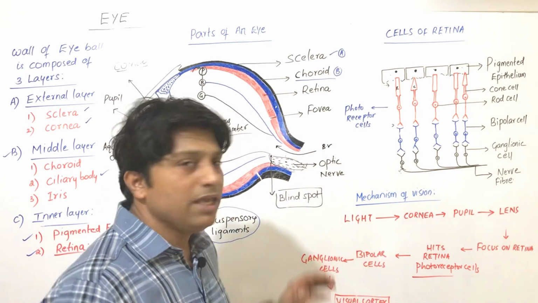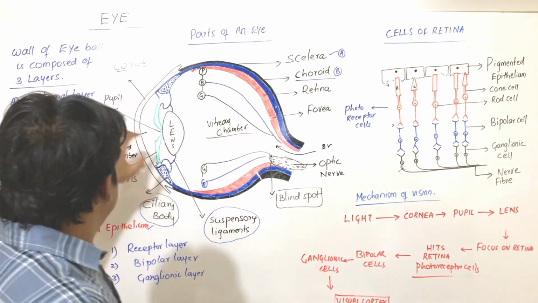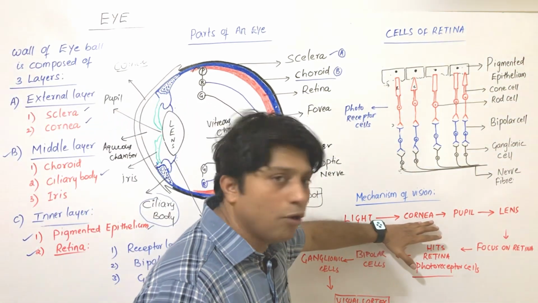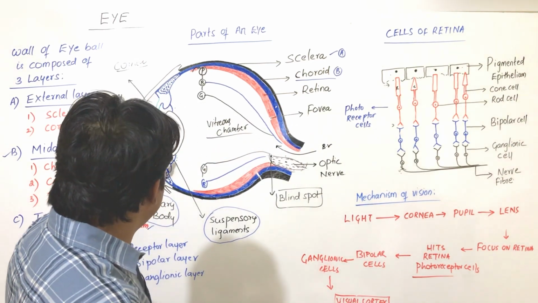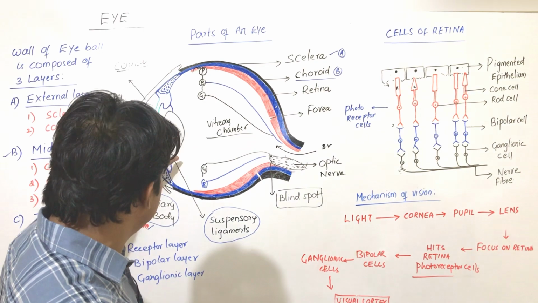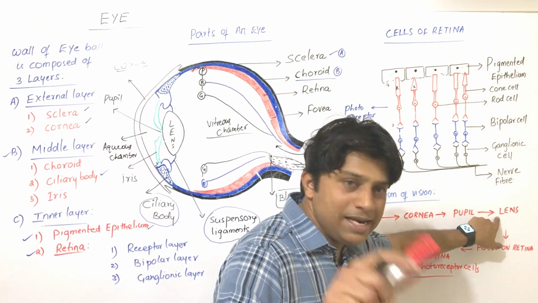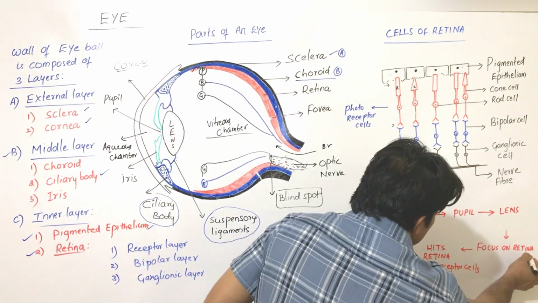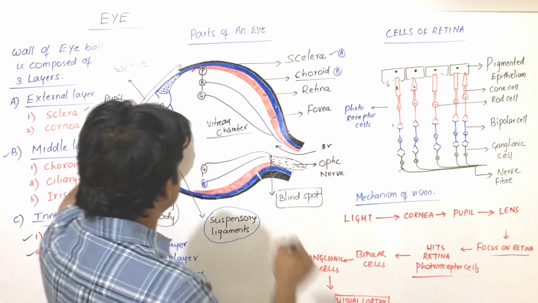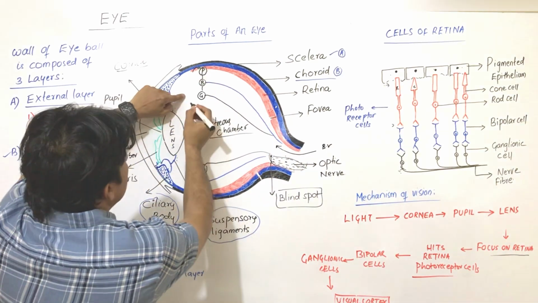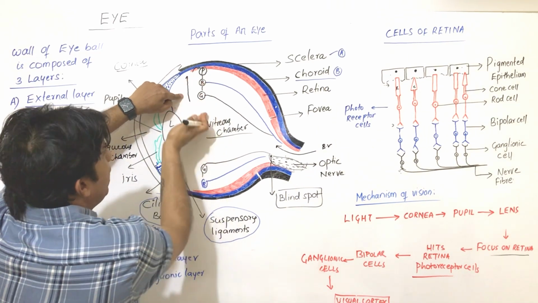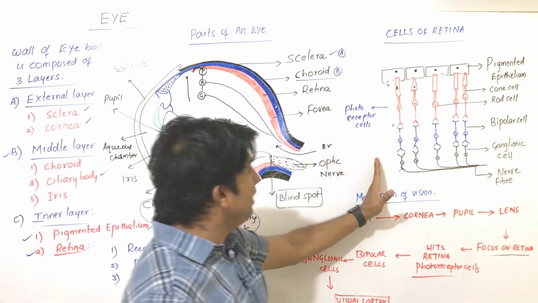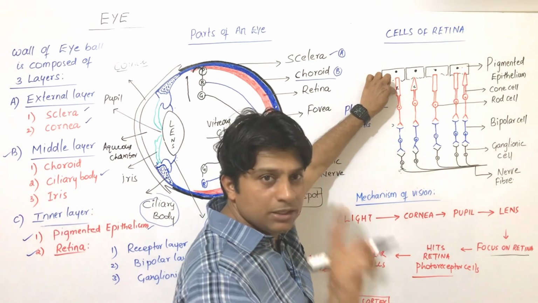Now, in the last, we see the mechanism of vision. What happens to the light rays that enter the eye? All these light rays first hit the cornea. The cornea allows the light to enter the pupil, that is the aperture, and from there to the lens. The lens focuses the light rays on the retina. Now the point you have to remember is that when light enters the retina, it travels through the ganglionic cells, but it will be received by the receptor cells.